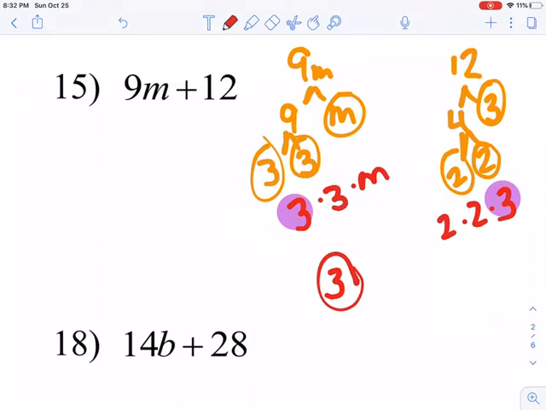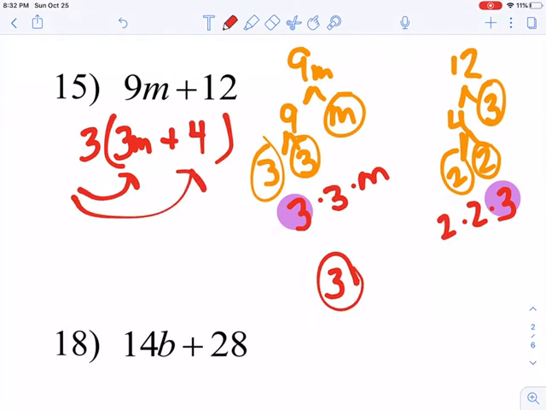So what you're going to do is that's what's going to go on the outside of your parentheses. Now what you didn't use is going to go on the inside of the parentheses. So notice under 9m, we had 3m left over. That goes under the 9m. And then under the 12, we had a 2 times 2 left over. Well, 2 times 2 is 4. And then just check yourself. Does 3 times 3m give you 9m? And does 3 times 4 give you 12? It does. So you know you factored it.